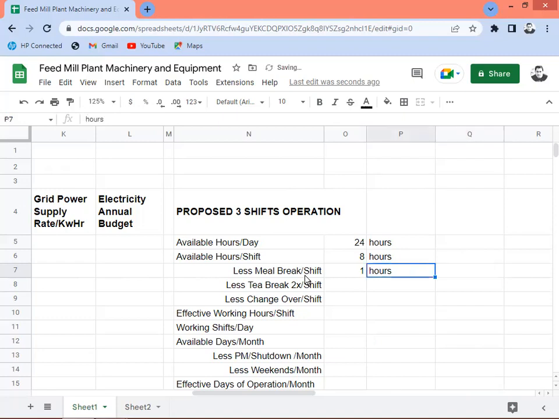So it would be 3 hours because we're going to have a three-shift operation of the feed mill plant. Then of course we're also providing tea breaks or coffee breaks twice, 2 times in one shift. So we're going to have a 15-minute tea break or coffee break, then twice in one shift, that would be 0.5 hour.